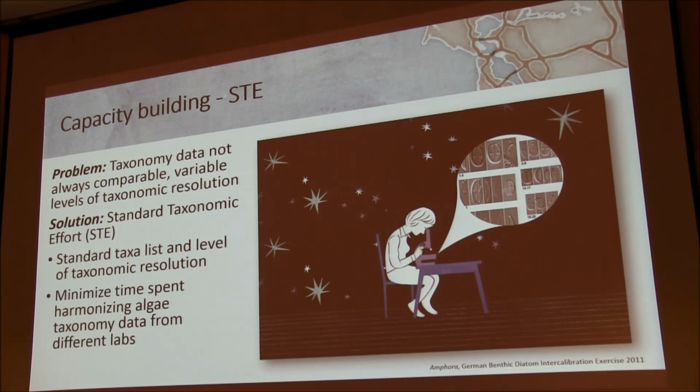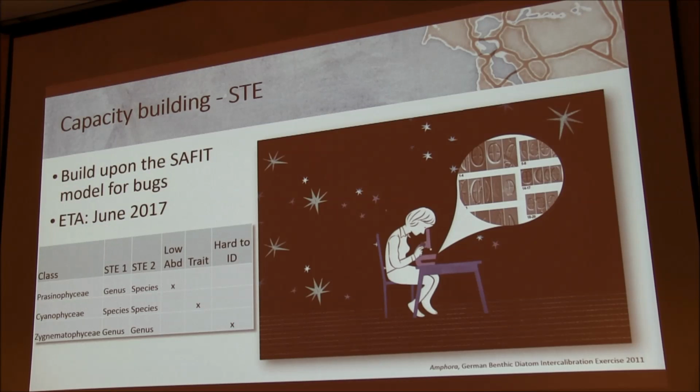And with an STE, you basically have a standard taxa list and level of taxonomic resolution, and then taxonomists use that information and they can perform their analyses down to the level of taxonomic resolution that is specified by the STE. What this does is then minimize the time spent harmonizing our algae taxonomy data from different labs, and it speeds up the algae analyses.